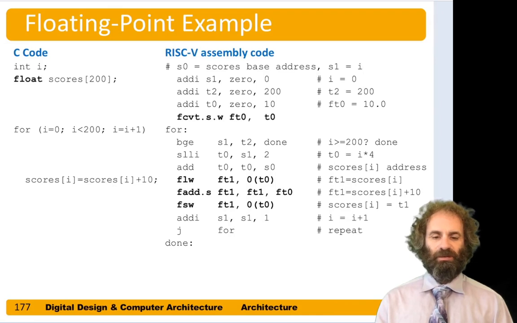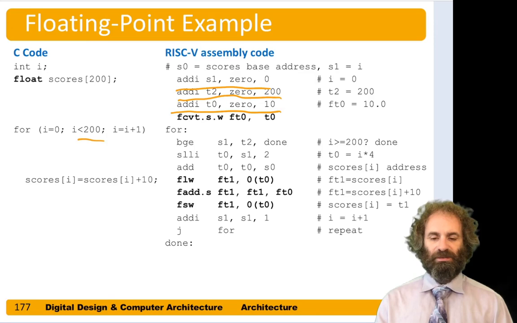Here's an example of a floating point program. Again, we're going to add 10 to the scores array for 200 elements in the array. So this program starts out like we've seen before. We'll initialize S1, the value of I, to 0. T2 will be set to 200. That'll be our comparison. And T0 will be the value 10 that we want to add.